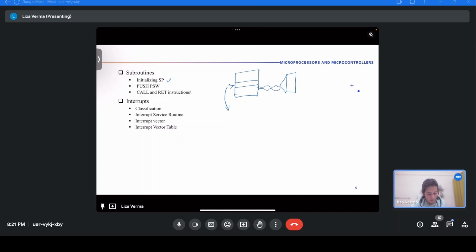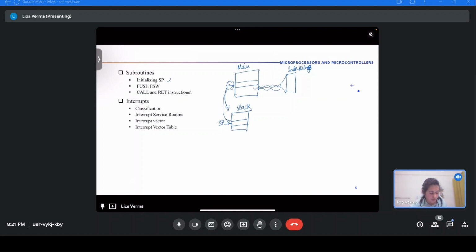So initialize the stack pointer with some known address location, and you push the address of this location. This is the main program. This is your subroutine. You push the address into the stack. This is the stack, right? So once you initialize the stack pointer, the stack pointer will point to some location, and there you'll store the address of this instruction. You'll store it.